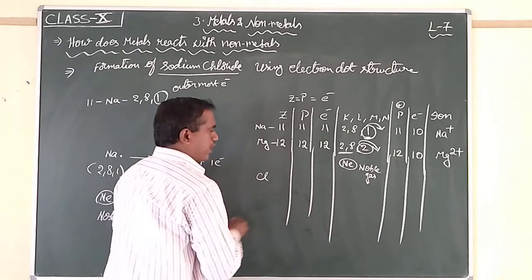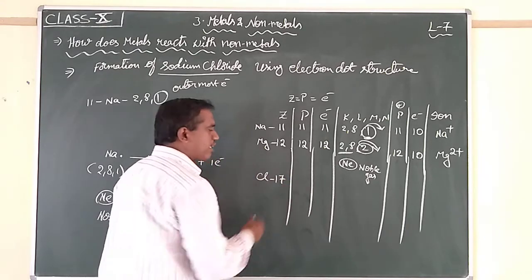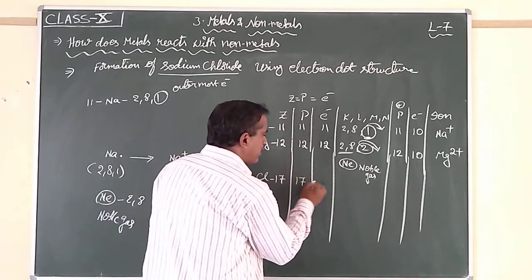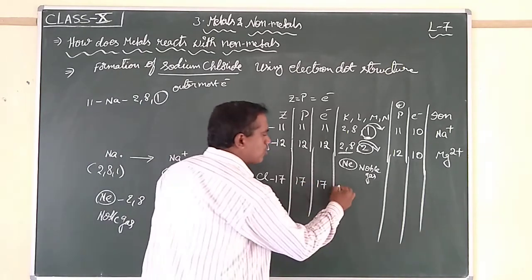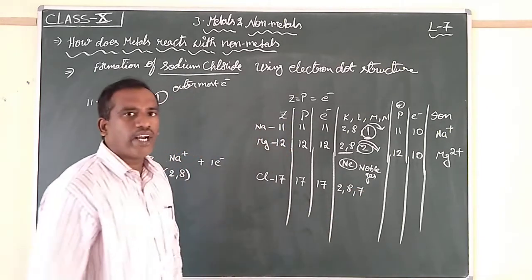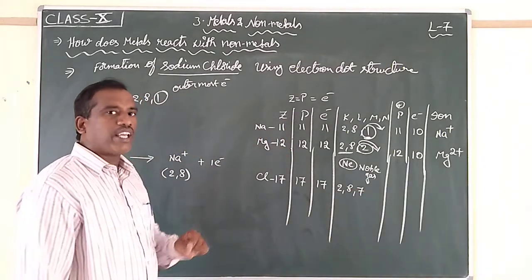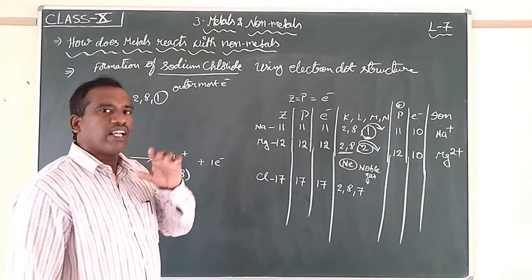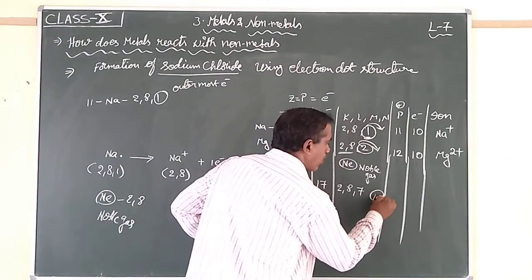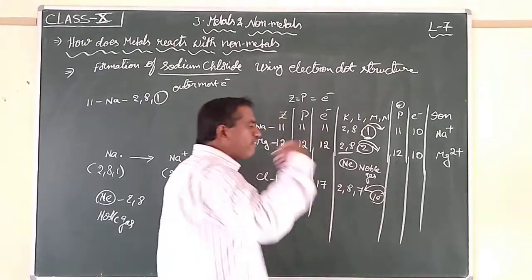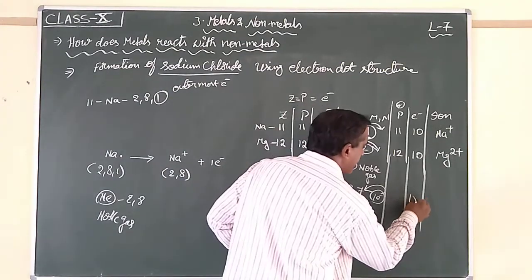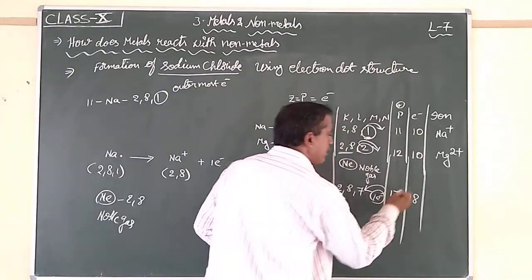We take chlorine. What is the atomic number of chlorine? 17. So it will have 17 protons and 17 electrons. How do you distribute the 17? 2, 8, 7. We mentioned already, if there is 7, it can gain 1 electron. If it is gaining 1 electron, now what is the total number of electrons with it? 18. But protons are only 17.